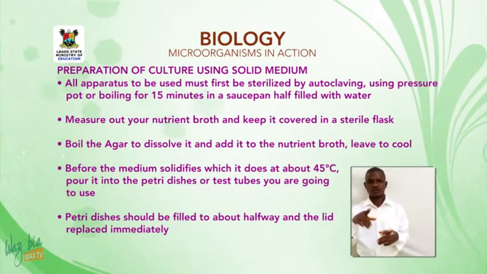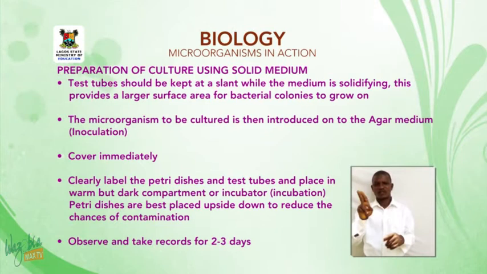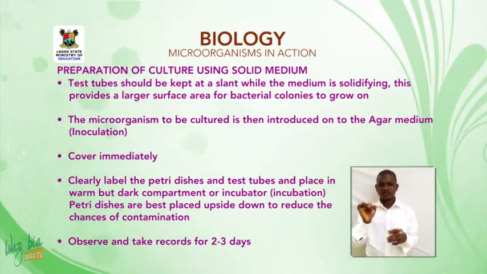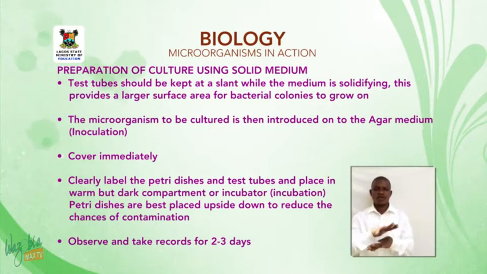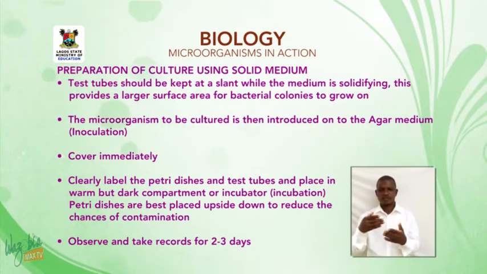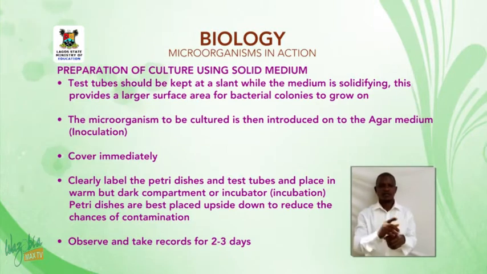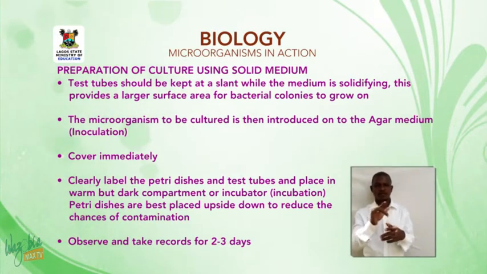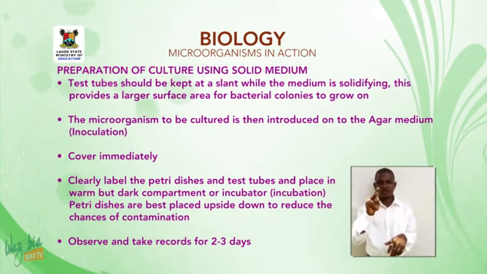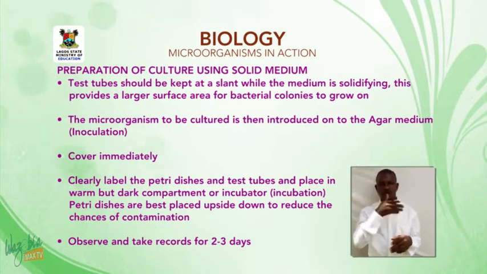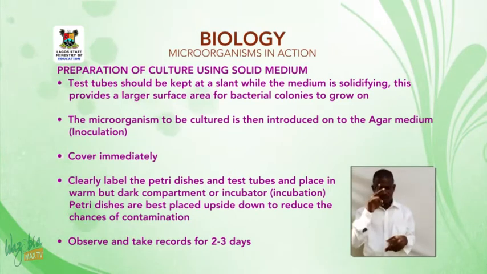Petri dishes should be filled to about halfway and the lid replaced immediately. Test tubes should be kept at a slant while the medium is solidifying. This provides a larger surface area for bacterial colonies to grow on. The microorganism to be cultured is then introduced onto the agar medium. Inoculation. Cover immediately. Clearly label the petri dishes and test tubes and place in a warm but dark compartment or incubator. Incubation. Petri dishes are best placed upside down to reduce the chances of contamination. Observe and take records for 2 to 3 days.